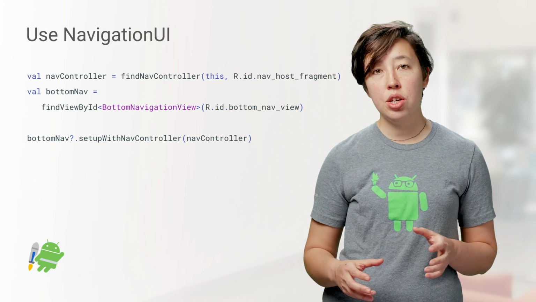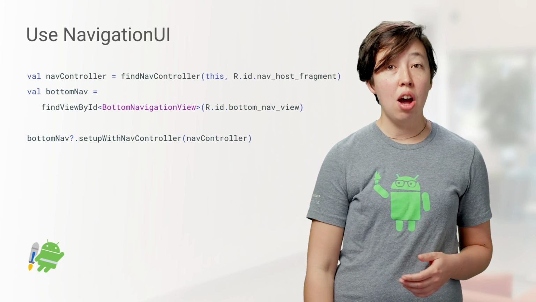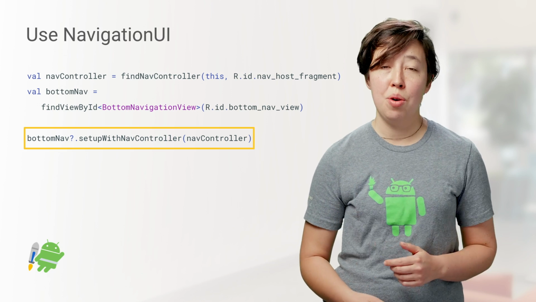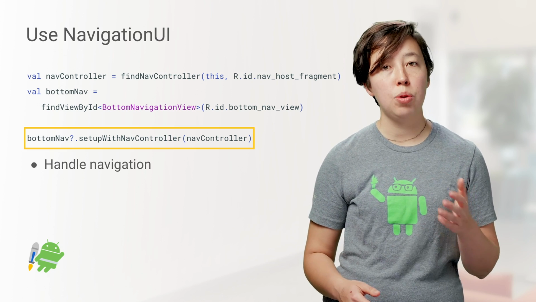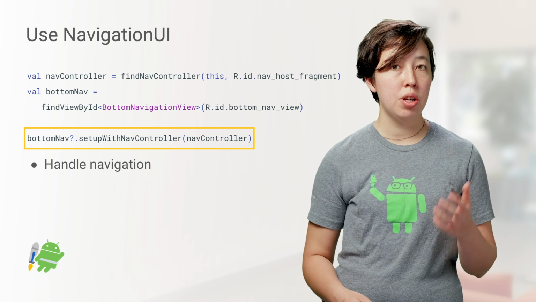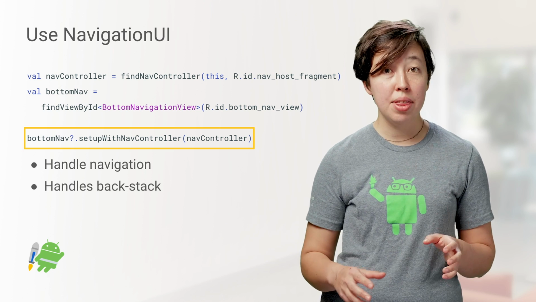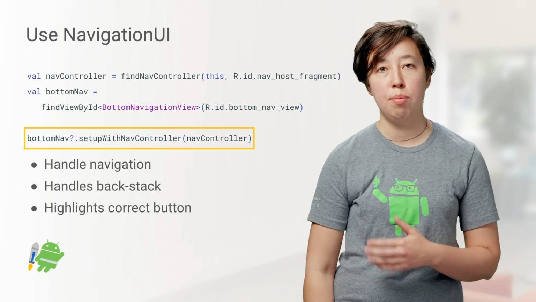Then you'd use Navigation UI to wire up the rest. In Kotlin, that's done with this handy extension function. This one line of code has NavController handle the actual navigation, making sure to follow material design best practices as far as backstack management goes. On top of that, it handles highlighting the correct bottom buttons.